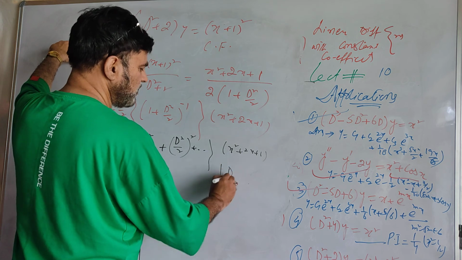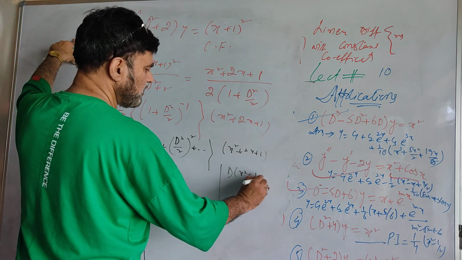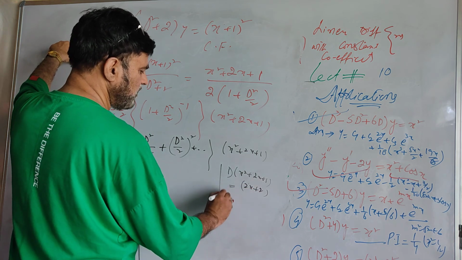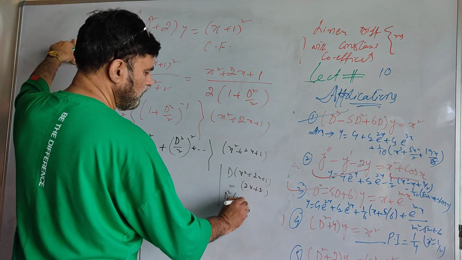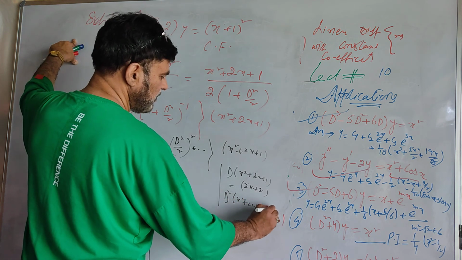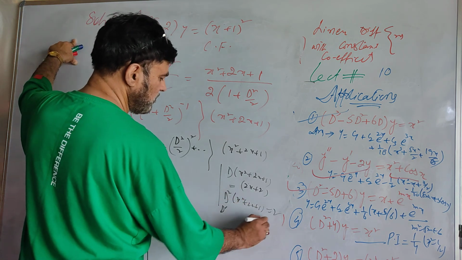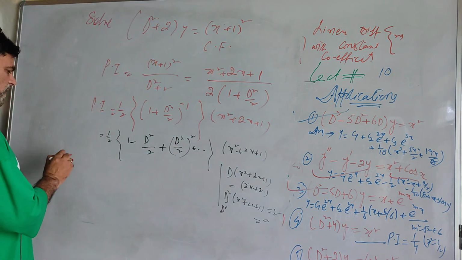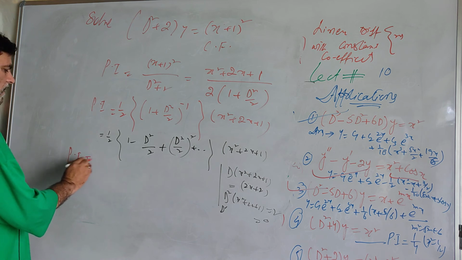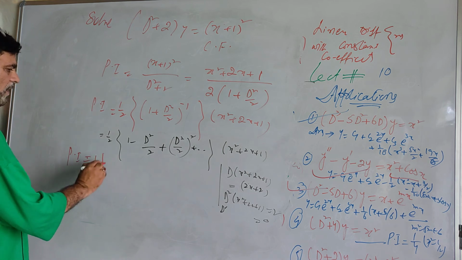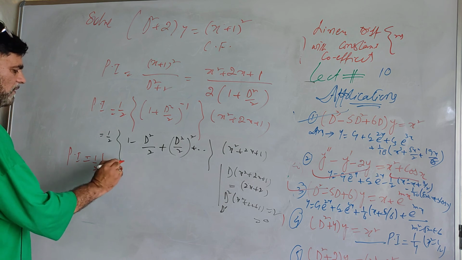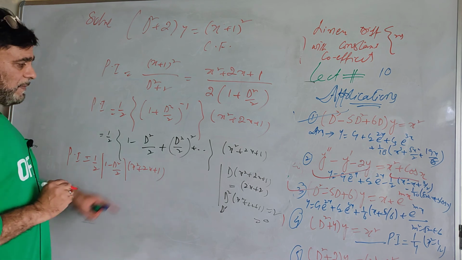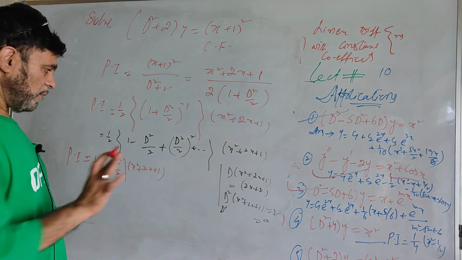Just see here, what is D of x square plus 2x plus 1? It is simply 2x plus 2. What is D2 of x square plus 2x plus 1? It is 2. What is D cube of this? It is 0. I don't need D cube and D4. So the particular integral will be 1 by 2, 1 minus D square by 2 only into x square plus 2x plus 1. Why so? Because it is here D4. I don't need D4. I omit it here.